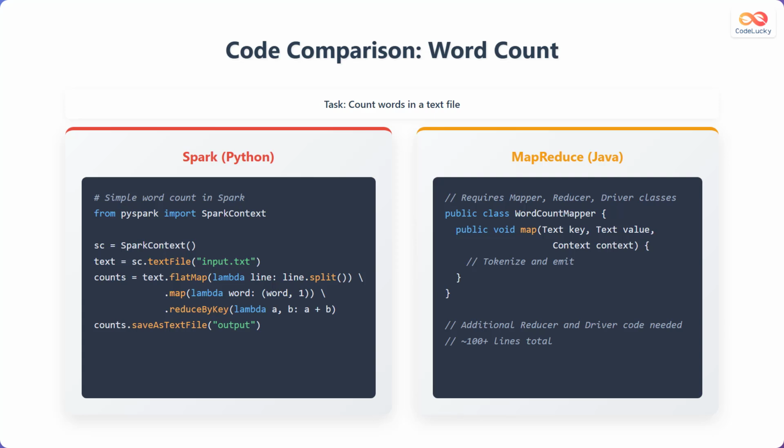On the right, we have MapReduce code written in Java, which requires mapper, reducer, and driver classes. The given code snippet shows the mapper class, which requires tokenizing and emitting the words. Additionally, we need to write reducer and driver code, which adds up to over 100 lines of code.